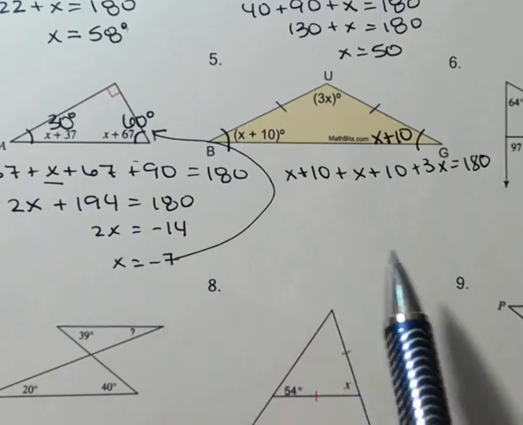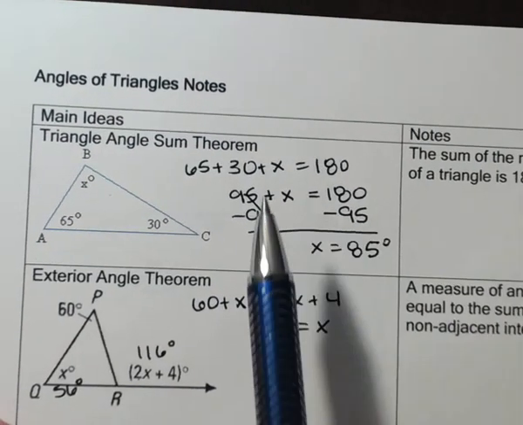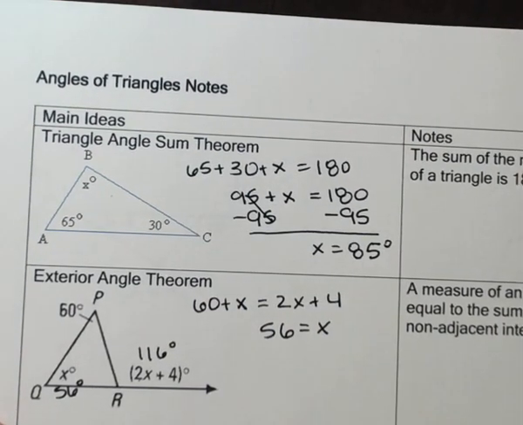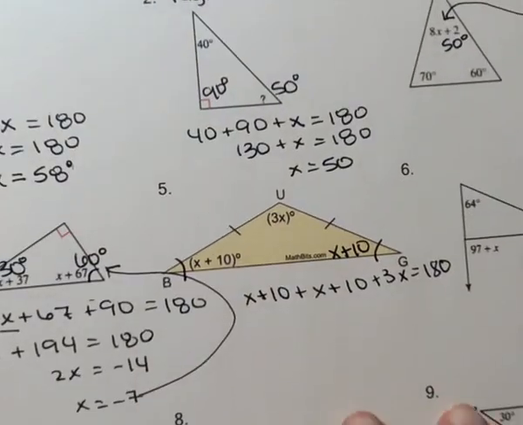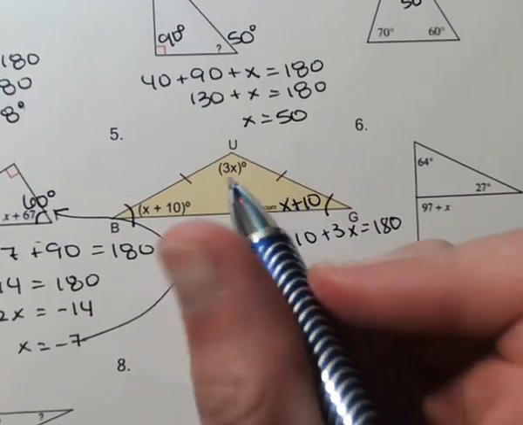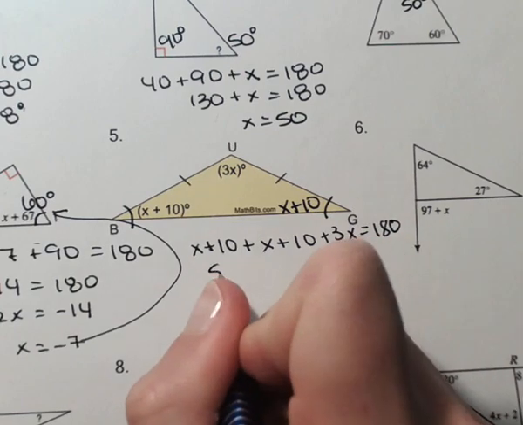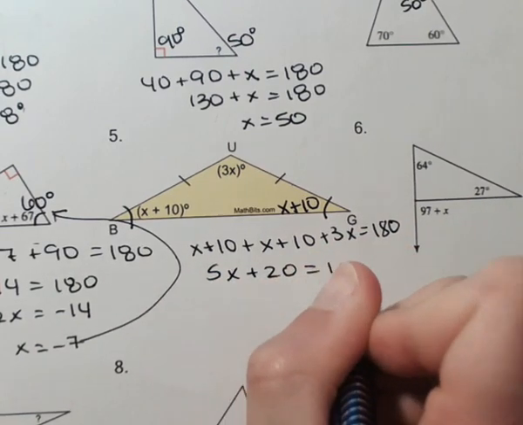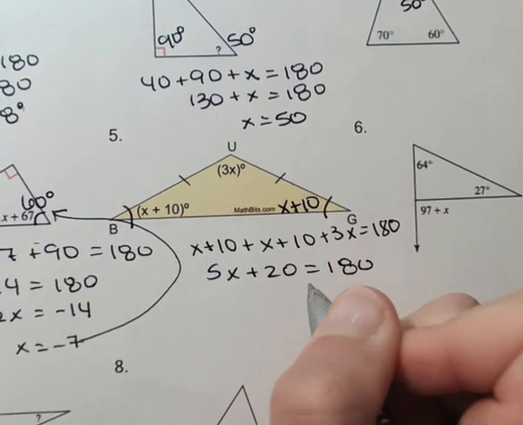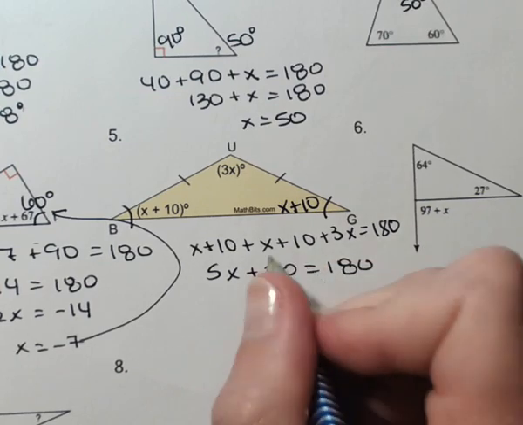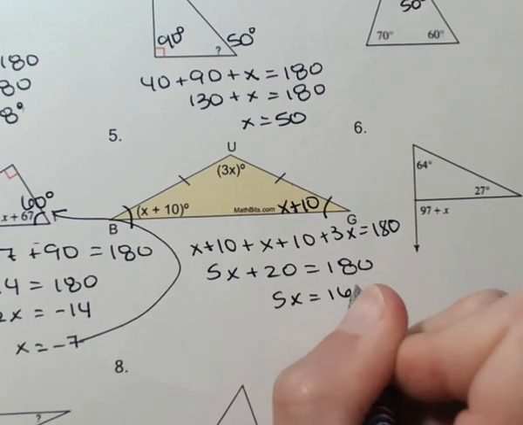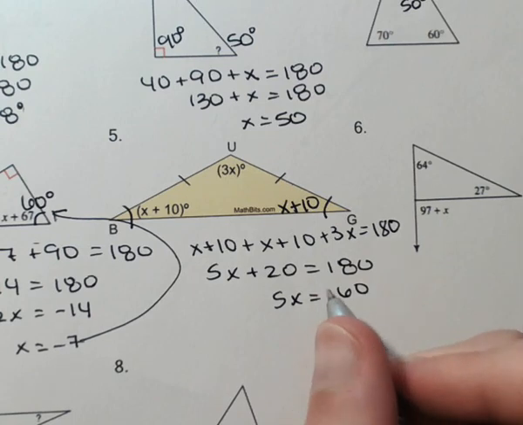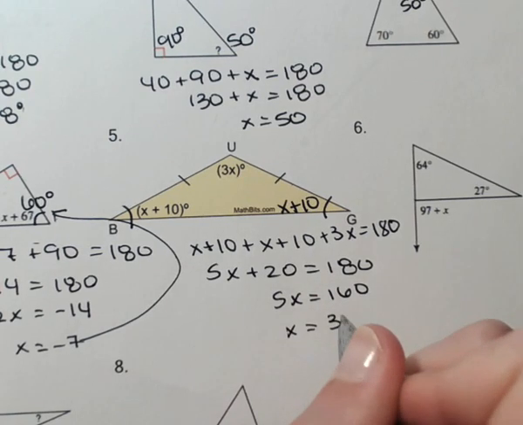Problems 1 through 5 are all this first theorem here. They look a little different, but they're all that triangle angle sum theorem. So go ahead, add your like terms. So we get 5x plus 20 equals 180. Subtract over your 20, we get 5x equals 160. Divide by 5, and x equals 32.